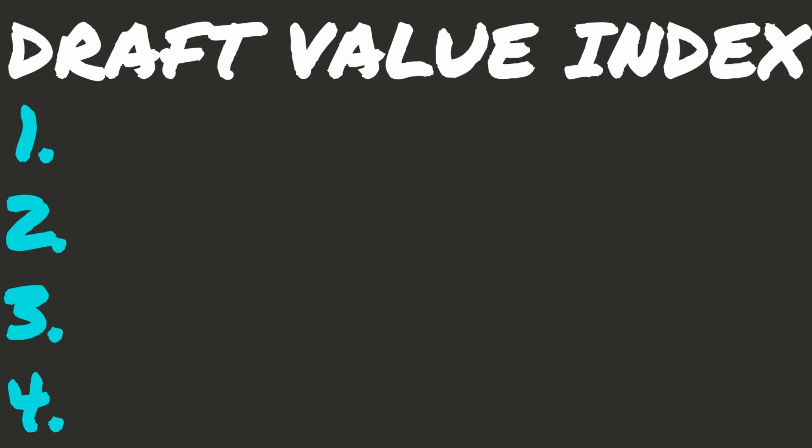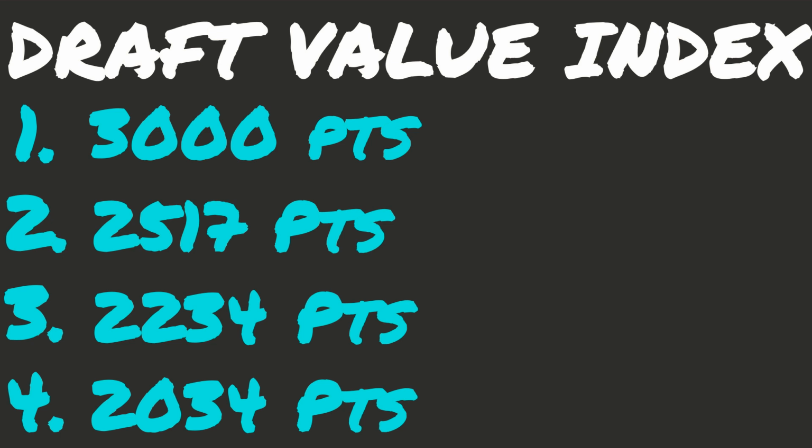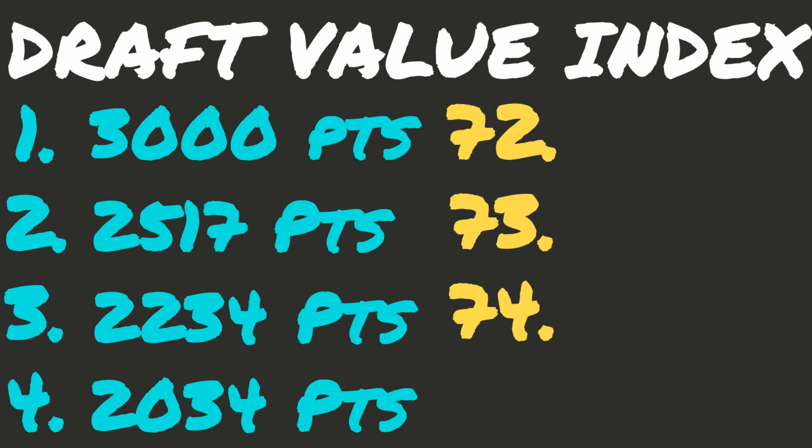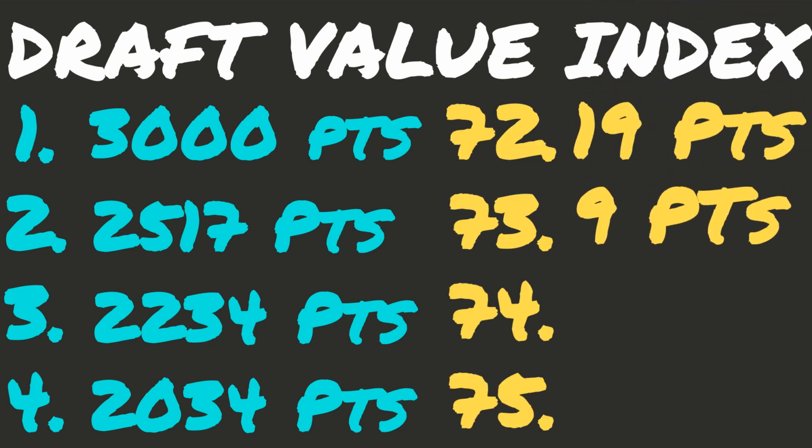The system is then complicated further by the very exciting Draft Value Index the AFL introduced in 2015, which gives each draft pick a points value. Pick 1 is worth 3,000 points, down to pick 73 worth only 9 points, and then 0 points for pick 74 and beyond.